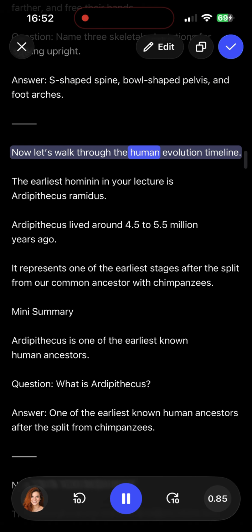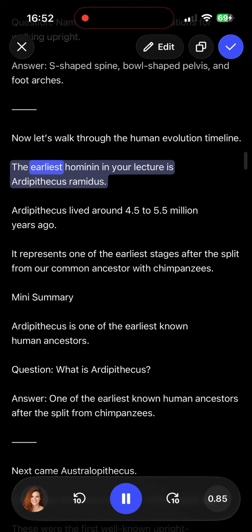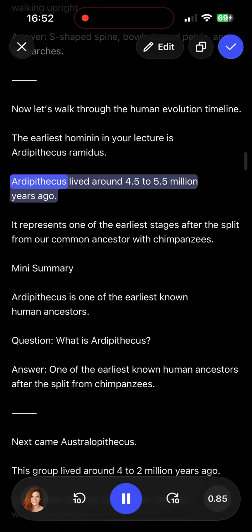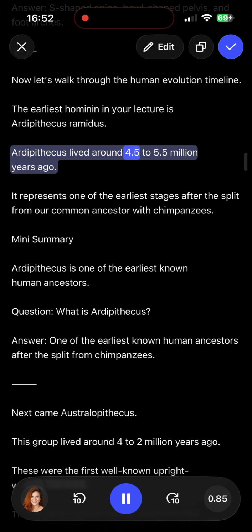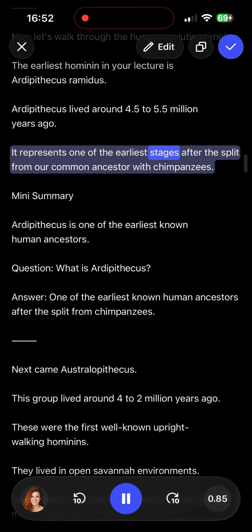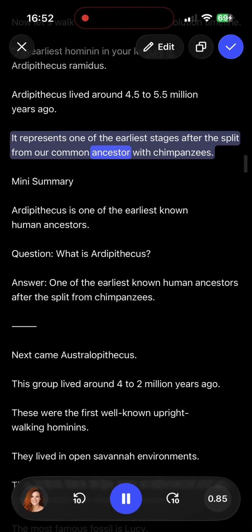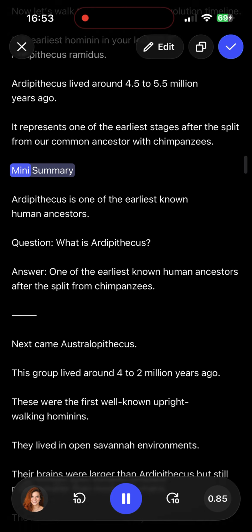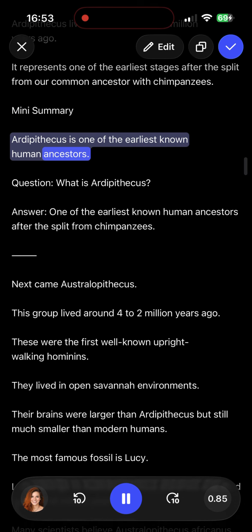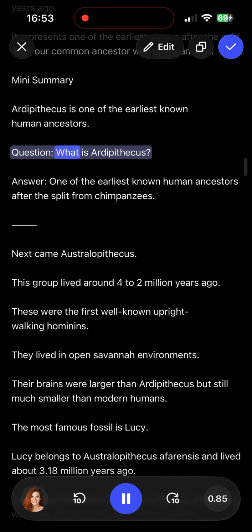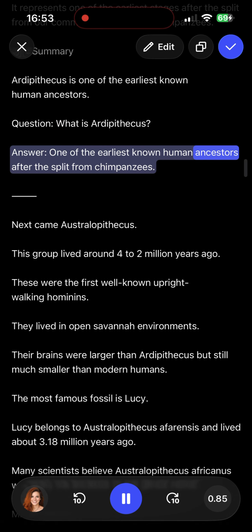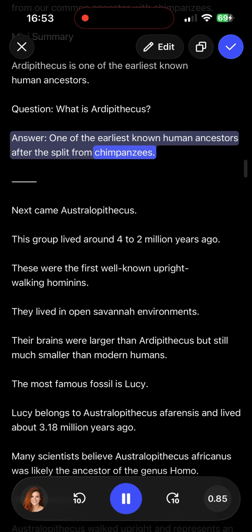Now let's walk through the human evolution timeline. The earliest hominin in your lecture is Ardipithecus ramidus. Ardipithecus lived around 4.5 to 5.5 million years ago. It represents one of the earliest stages after the split from our common ancestor with chimpanzees. Mini summary. Ardipithecus is one of the earliest known human ancestors. Question: what is Ardipithecus? Answer: one of the earliest known human ancestors after the split from chimpanzees.